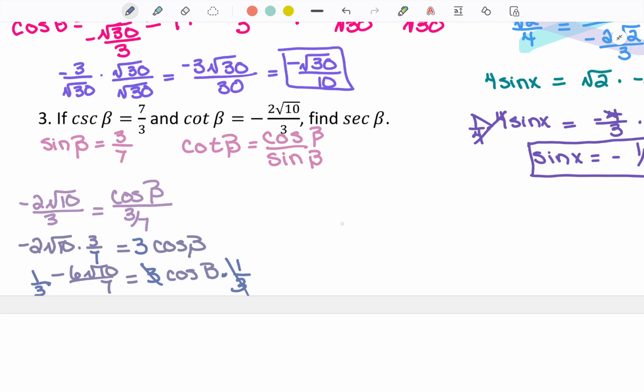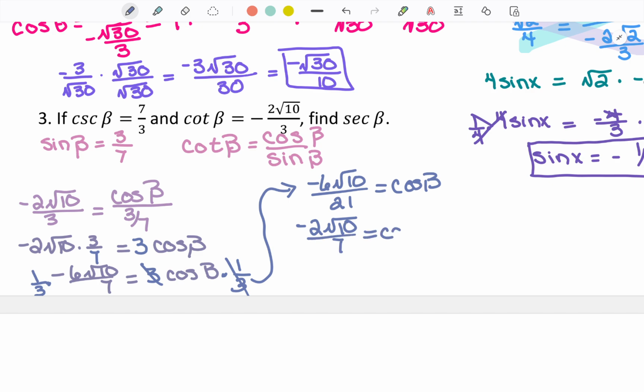And so we have right now negative 6 square roots of 10 over 21, which reduces to negative 2 square roots of 10 over 7. And so this is our cosine.